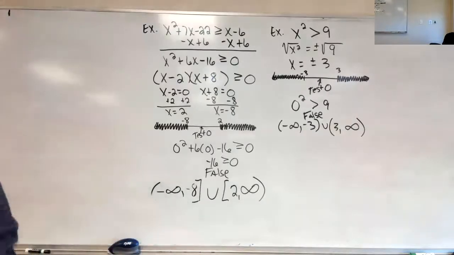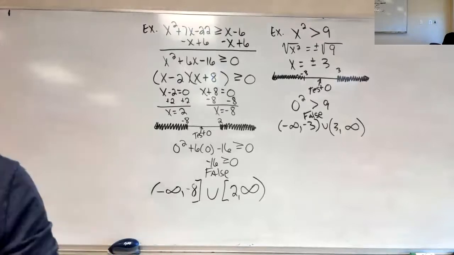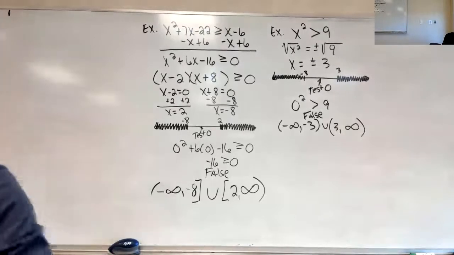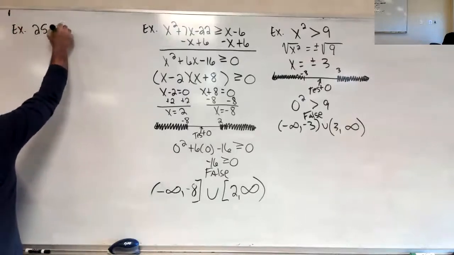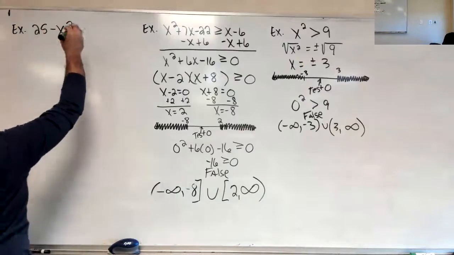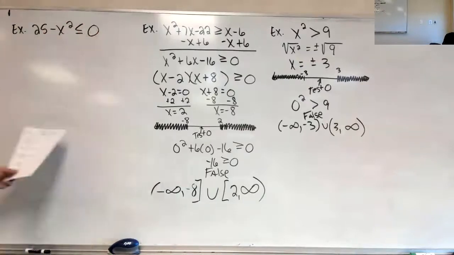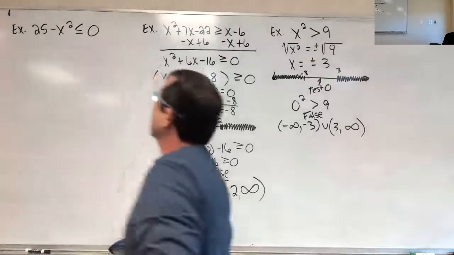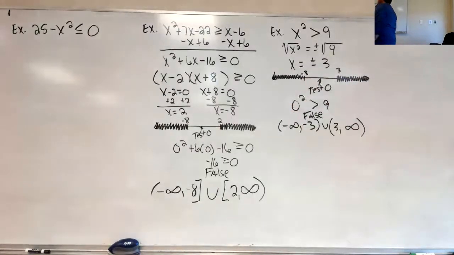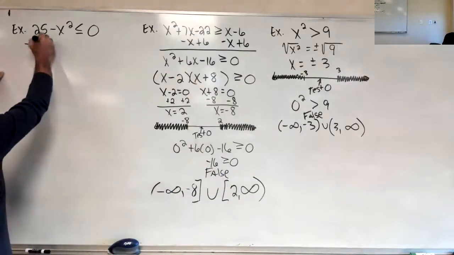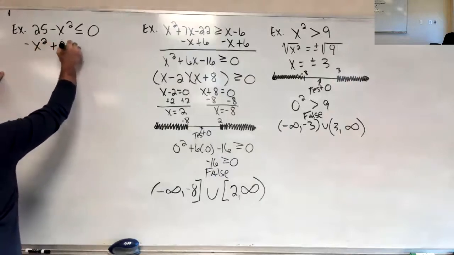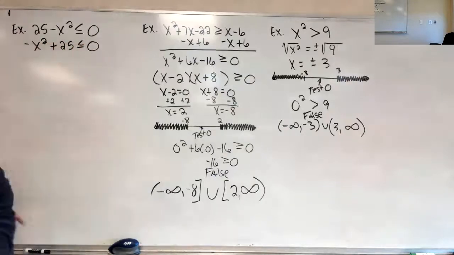All right, so let's see what we do to this one. 25 minus x squared is less than or equal to 0. So I tell you on that one, I'd probably rearrange it and get it in order. So I want the x squared in the front. So I got a negative x squared plus the 25 is less than or equal to 0.